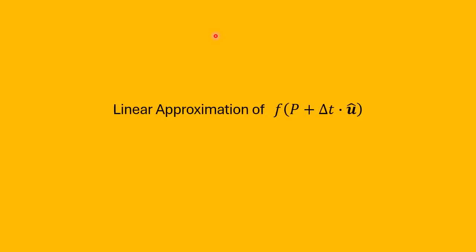And now we're going to consider the linear approximation of f of p plus delta t times the unit vector in some direction. P is a point in the plane, delta t is small, and so we're going to approximate f of this point, assuming that we know already the value of f of p. So we're going to try to estimate f of p plus a little bit more in terms of the value of f of p.